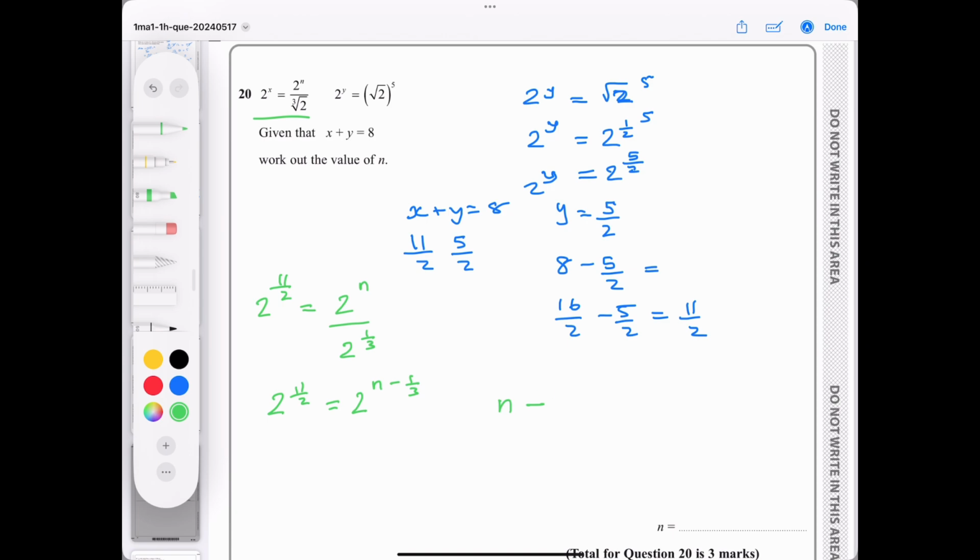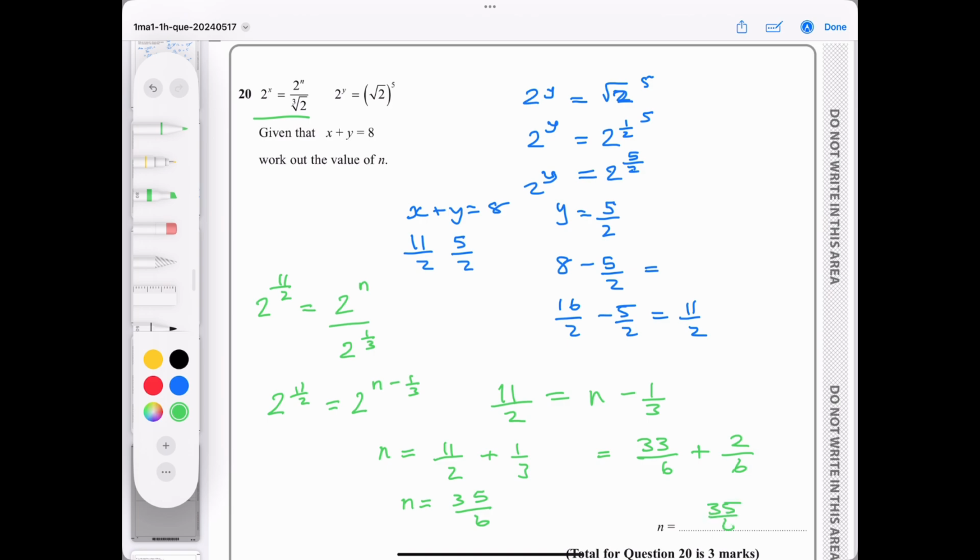So hang on, I've just got to check something in my head. I'm going to write this out. So 11 over 2 equals n minus a third. That means n equals 11 over 2 plus 1/3. Let's make it sixths: 2 goes into 6 three times, so we times 11 by 3, which gives 33 over 6 plus 2 over 6. So n equals 35 over 6.